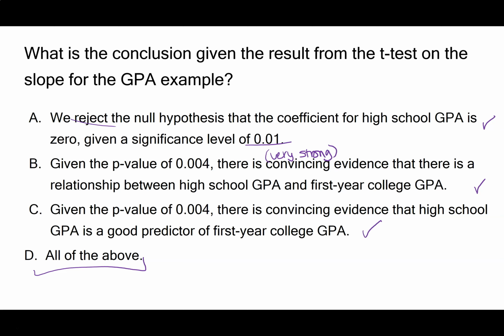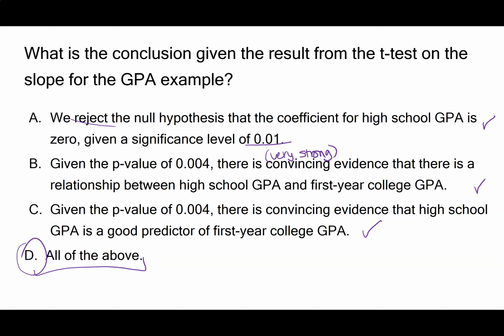Note, this does not mean high school GPA causes the college GPA. We don't know that, and we can't really know that without doing some sort of weird experiment, but you can't randomly assign people their high school GPA. So this is strictly observational. There are a lot of factors that go into folks' GPA besides just their high school GPA. So we can't say one causes the other, but we can say this one helps me predict the other. So I would argue all of the above here.